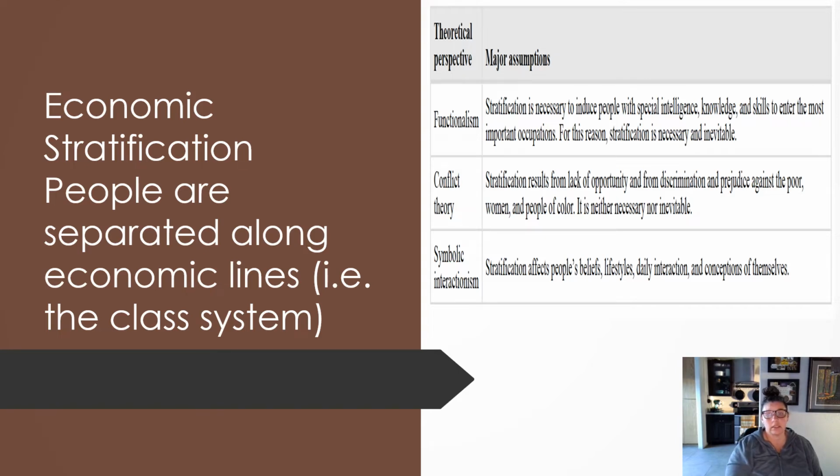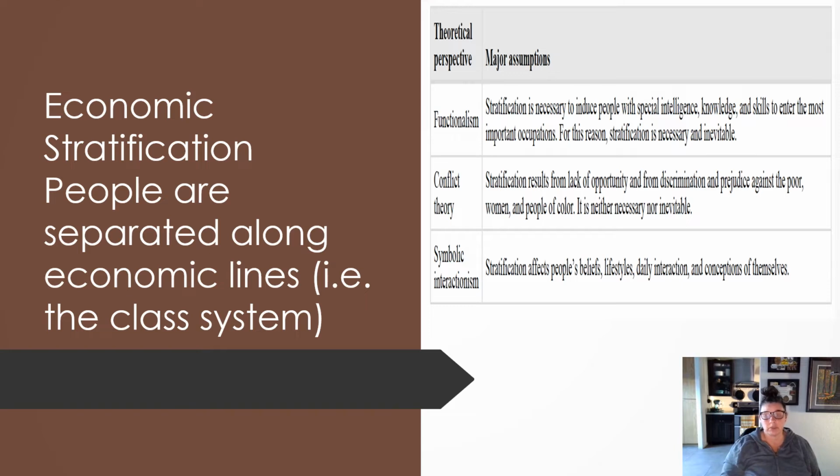So let's look at this from a theoretical perspective. We're going to look at it from the functionalist, conflict, and symbolic interaction perspectives. So from a functionalist perspective, economic stratification, meaning that people are poor, middle class or middle income, wealthy or very rich, so people are separated among economic lines and we have a class system, is interpreted differently based on the theoretical perspective that you're looking at.